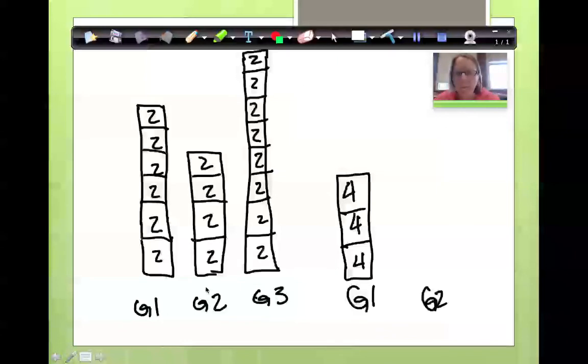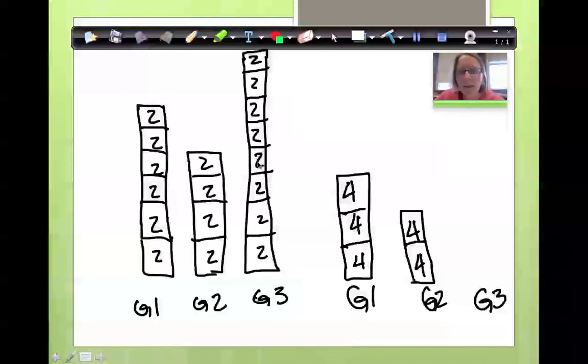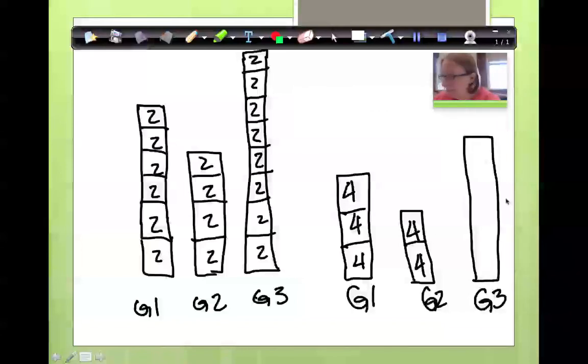Let's go to game number 2. Game number 2 has 2, 4, 6, 8. 8 divided by 4 is 2. So I need 2 pieces of tape, and each one will be 4. Game number 3, how many points? 2, 4, 6, 8, 10, 12, 14, 16. 16 divided by 4 is 4. So, here we go. I'm going to try to mark off my lines so they're all about the same. 4 points in each one.